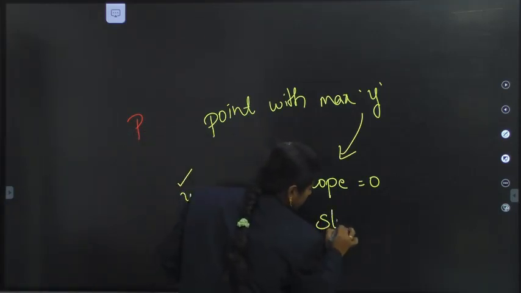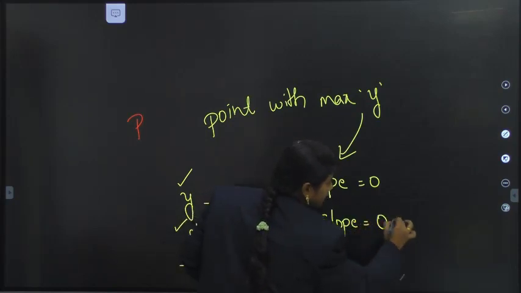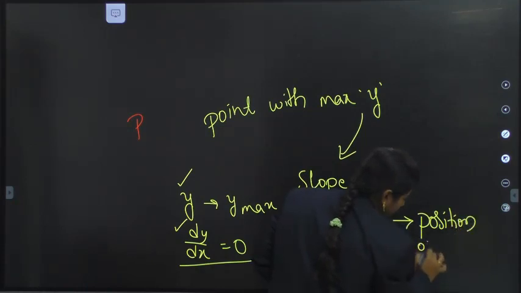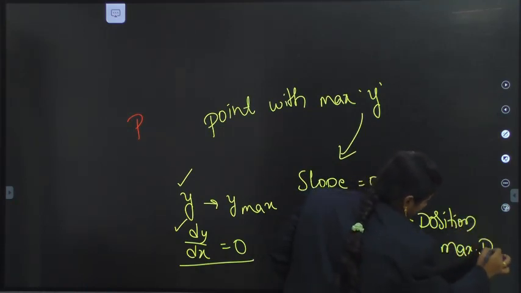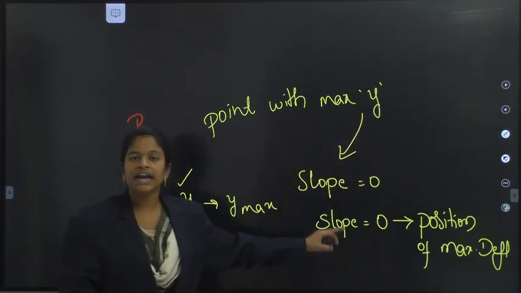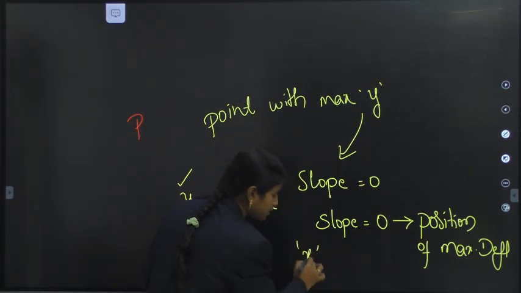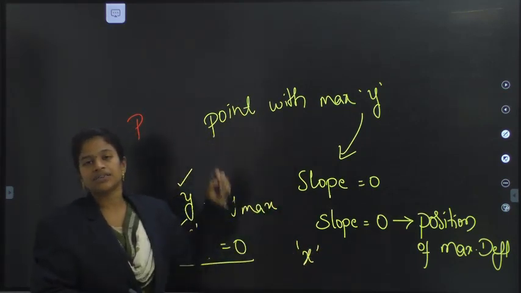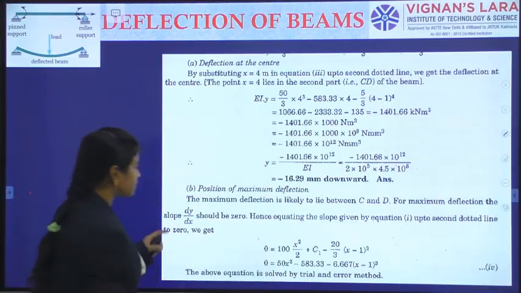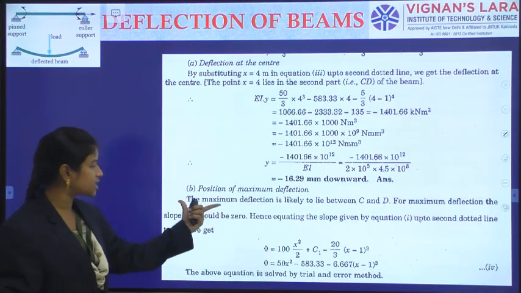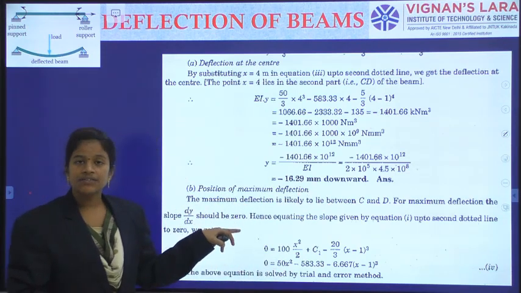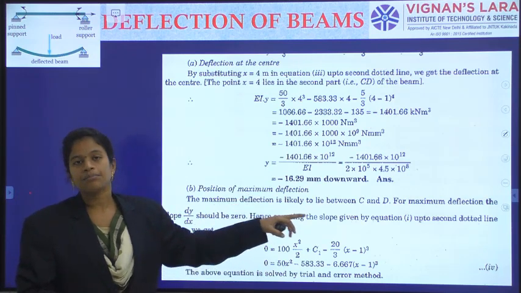So where the slope is equal to 0, that will give the position for the maximum deflection, right? So the position of maximum deflection will be located from that and the corresponding x will be substituted again back in the deflection equation, will help us for the evaluation of maximum deflection answer. Yes. So see here the position of maximum deflection. The maximum deflection is likely to be happened between C and D, so that the dy by dx for the CD span I am making it equal to 0.